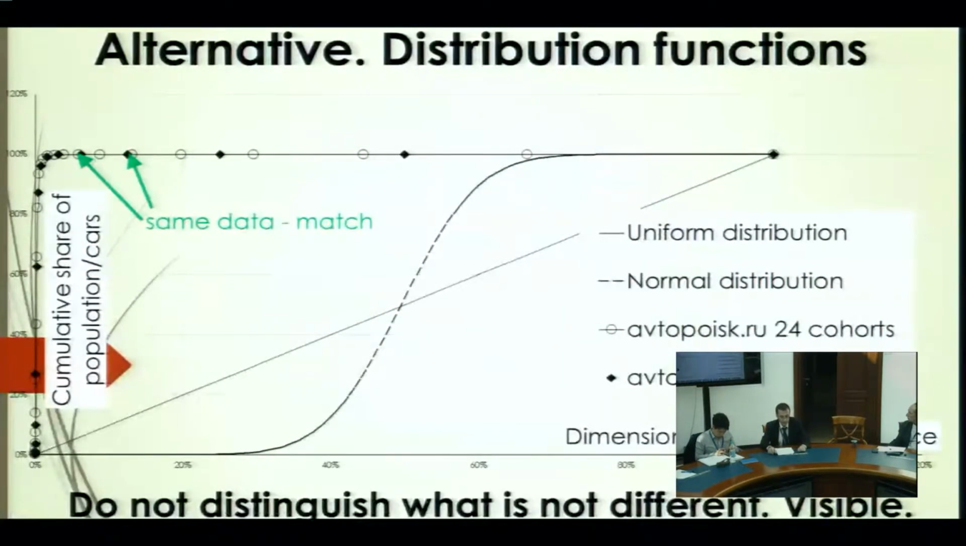An alternative is distribution functions. They are visual, like polygons or histograms, and make it possible to distinguish between a normal distribution and a log normal distribution. But they are better than polygons. They are insensitive to quantization and do not distinguish what is not different. Same data, same curve.